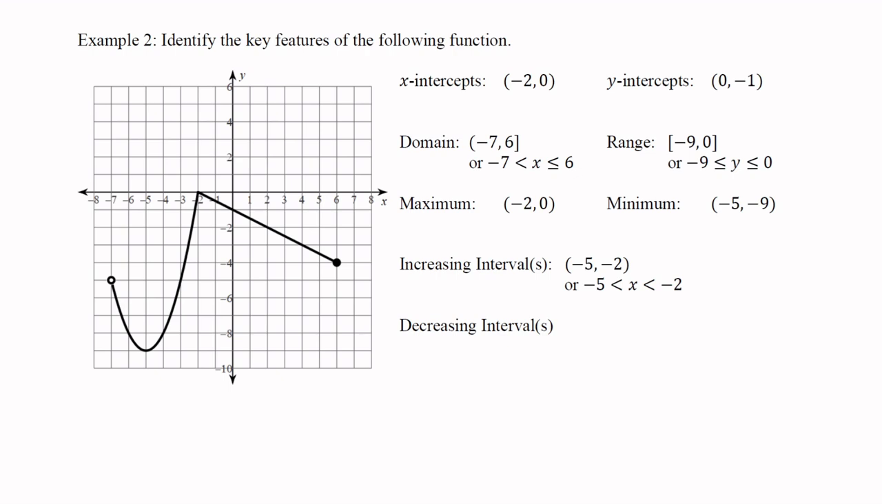Same goes for -2. We are decreasing in 2 spots, from -7 to -5, and then from -2 to 6. So we're going to write that as 2 intervals, and we're going to join those 2 intervals by using the union symbol, which is just a U. You can also write it as 2 sets of inequalities: -7 < x < -5, and -2 < x < 6.